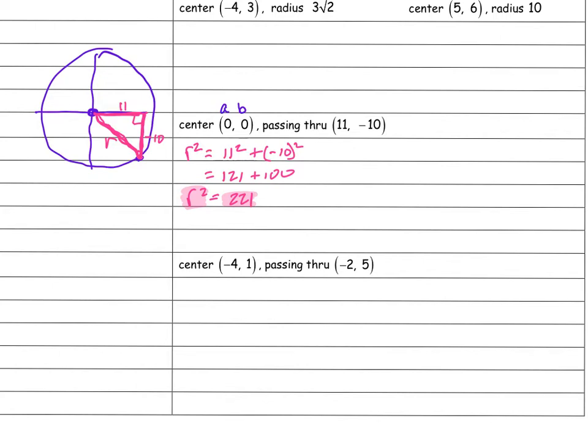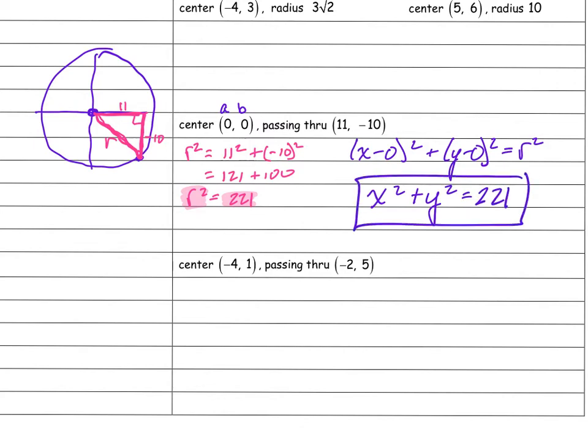So here we go. I'm going to go ahead and plug in a and b. So I've got x minus 0 squared plus y minus 0 squared equals r squared. And I know what r squared is, and I know what everything is. So I know that this is x squared plus y squared equals 221. And there is my equation right there.